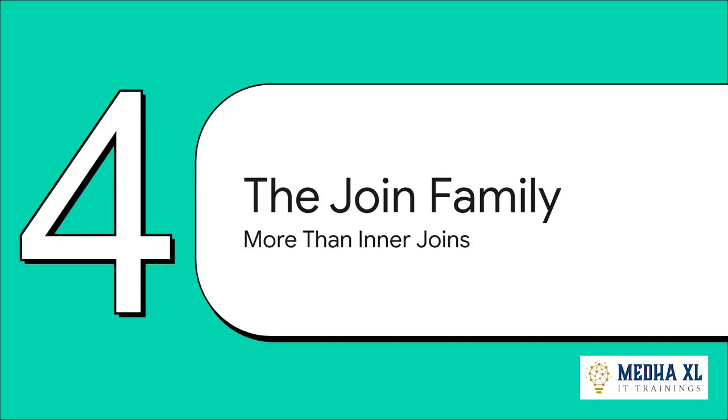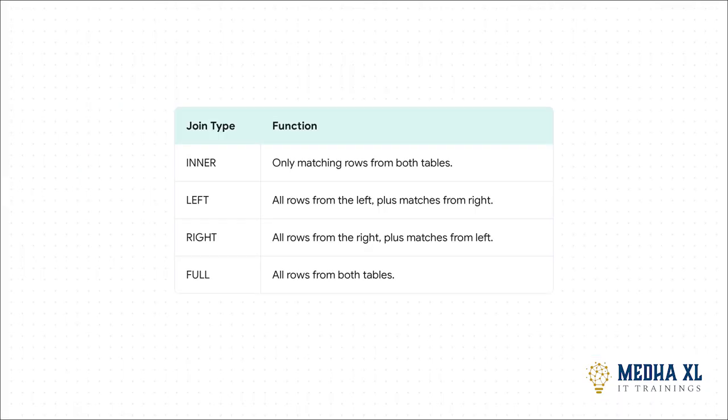So, the inner join, that's going to be your go-to, your workhorse. You'll use it all the time. But you should know it's actually part of a whole family of joins, and each one has a slightly different job. Okay, let's break these down. Your inner join, like we just saw, is picky. It only shows you rows that have a perfect match in both tables.